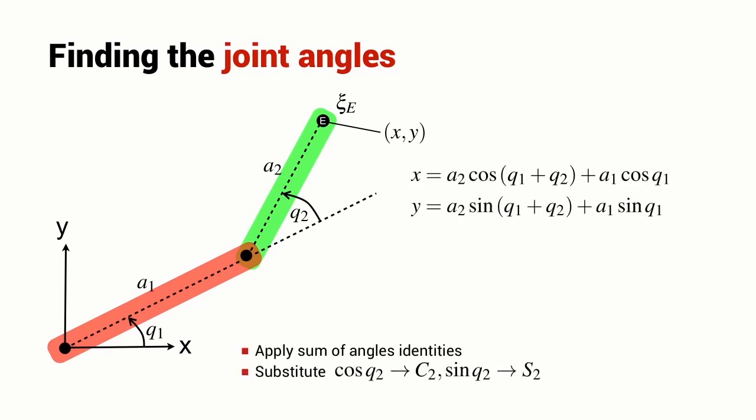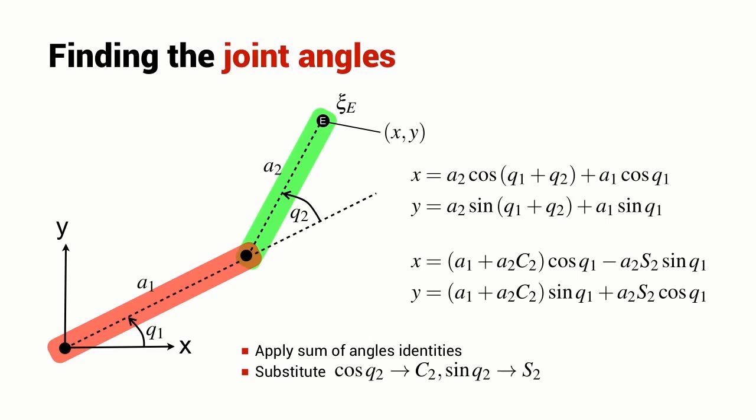Now what I'm going to do is to apply the sum of angles identity. I'm going to expand these terms, sine of Q1 plus Q2 or cos of Q1 plus Q2, and to make life a little bit easier, I'm going to make some substitutions. So wherever I had cos Q2, I'm going to write C2. Wherever I had sine Q2, I'm going to write S2. It's a fairly common shorthand when people are looking at robot kinematic equations. And here are the equations after making those substitutions.